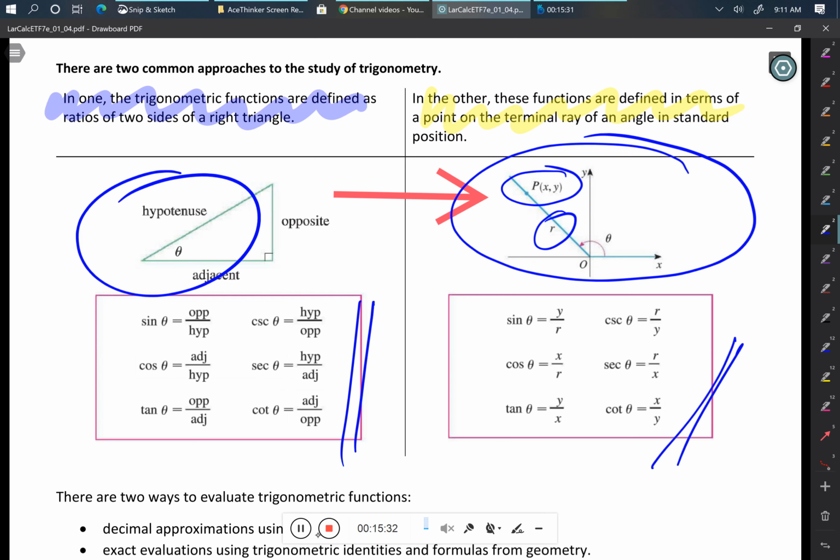This should not be new. Okay? So depending on where we are at when we're working on a problem, sometimes it is more acceptable to use the right triangle approach, and sometimes it's more acceptable to use the standard position approach. It's just, where are you at? What's the problem look like? How does it draw out if you were to sketch it? Which one will give you a better understanding?